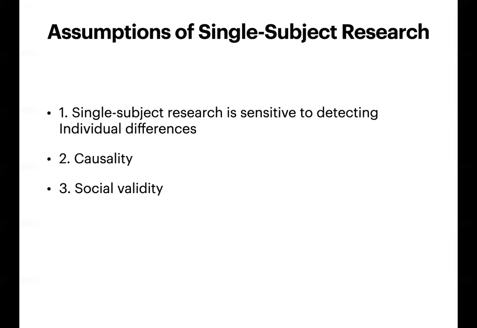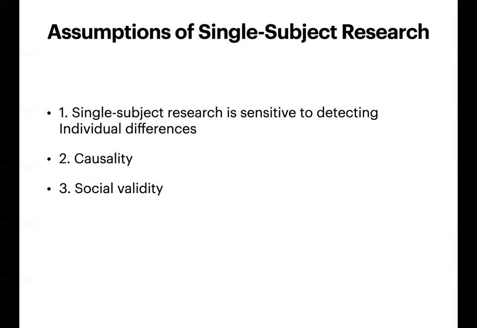The second assumption is that it is important to focus on finding causality. In single subject research, an independent variable is manipulated to control extraneous variables. Therefore, this research is often considered a type of experimental research with good internal validity. For example, the study conducted by Hall and his colleagues manipulated the treatment to see if it influenced students' behaviors.